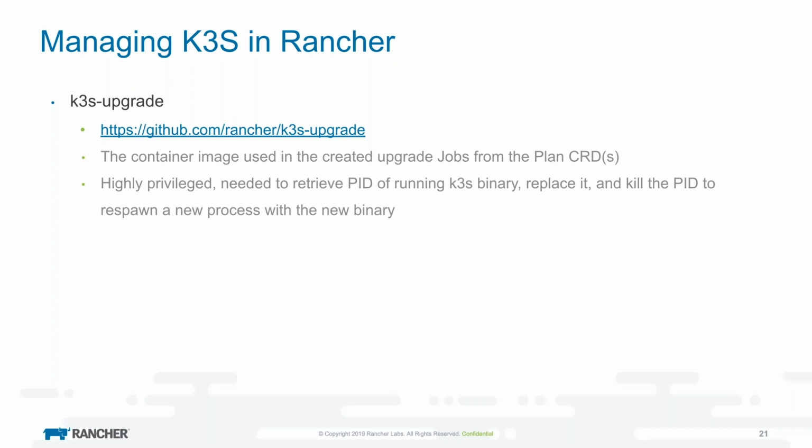And why does it need so much privileges? Because it actually needs to find the running process, so find the running K3s process, replace it, and kill the process, so that the supervisor, which Hussein talked about earlier, will spawn a new process. So the supervisor will check the process state. It will be killed. There will be a new process created, and that new process will then use a new binary, and then it will be upgraded. So that's why it needs high privilege.